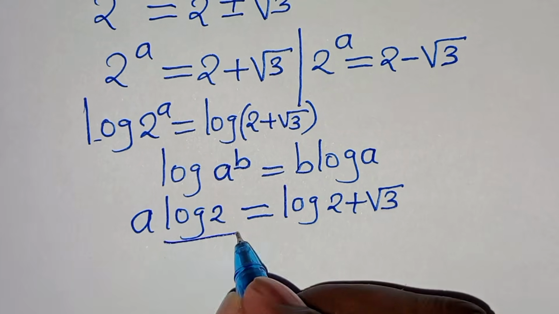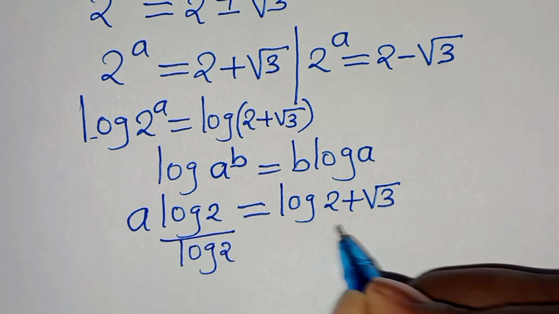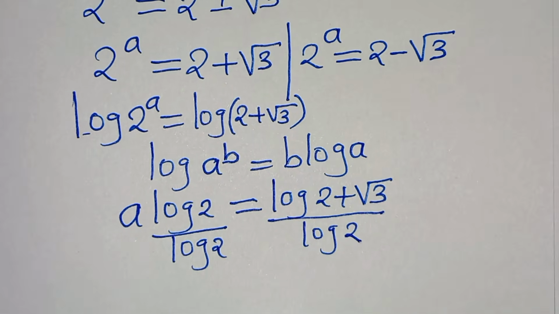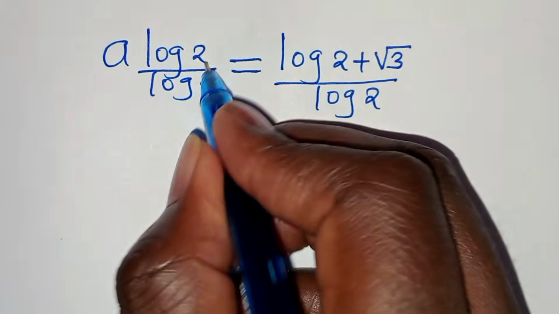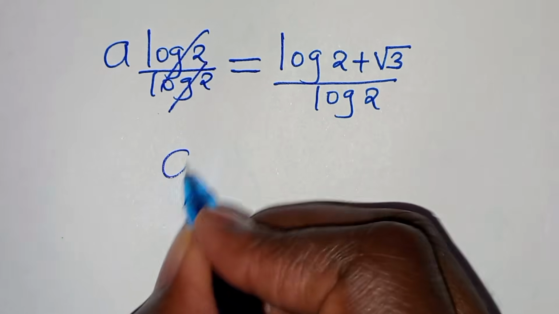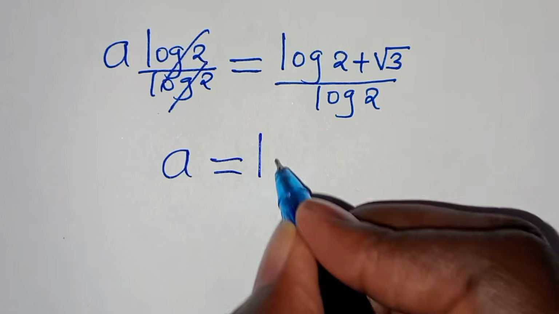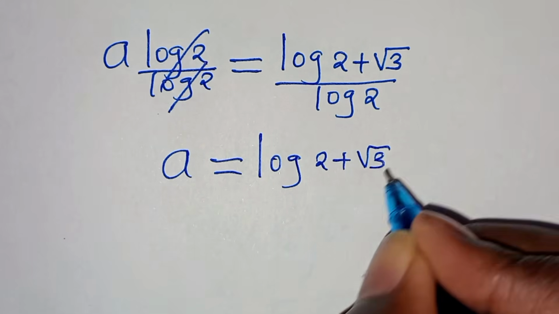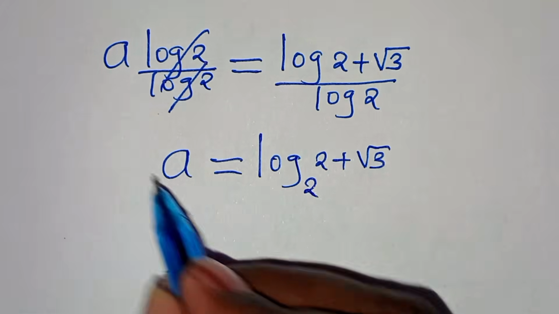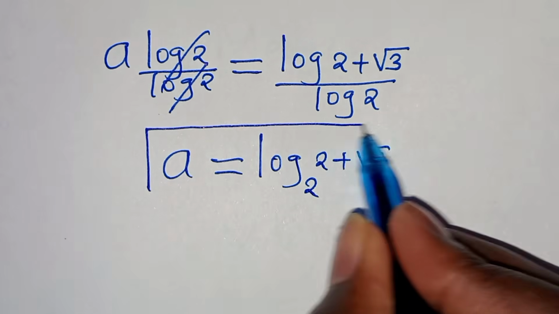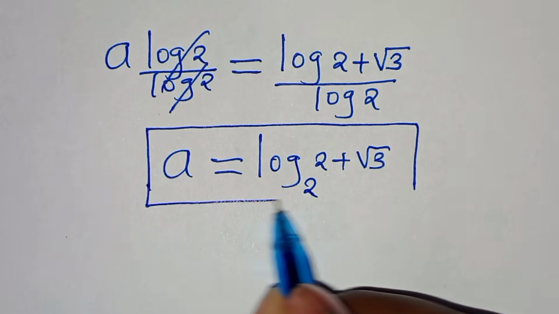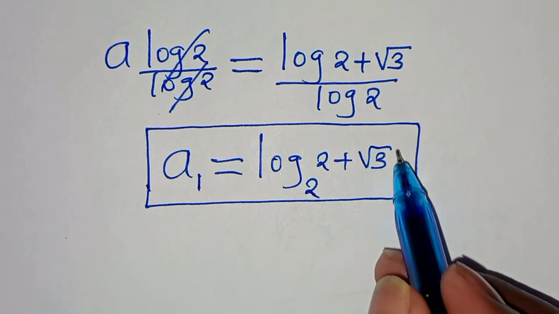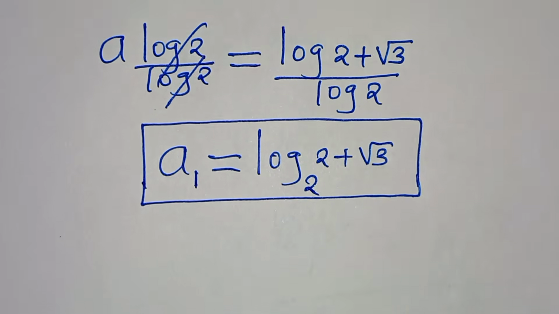So let's divide both sides by log 2. Here we have log 2. Now let's simplify log 2 and log 2 here, so that a is equal to log of 2 plus square root of 3 to base 2. So this is the first value of a. We can call this one a1. a1 is log of 2 plus square root of 3 to base 2.